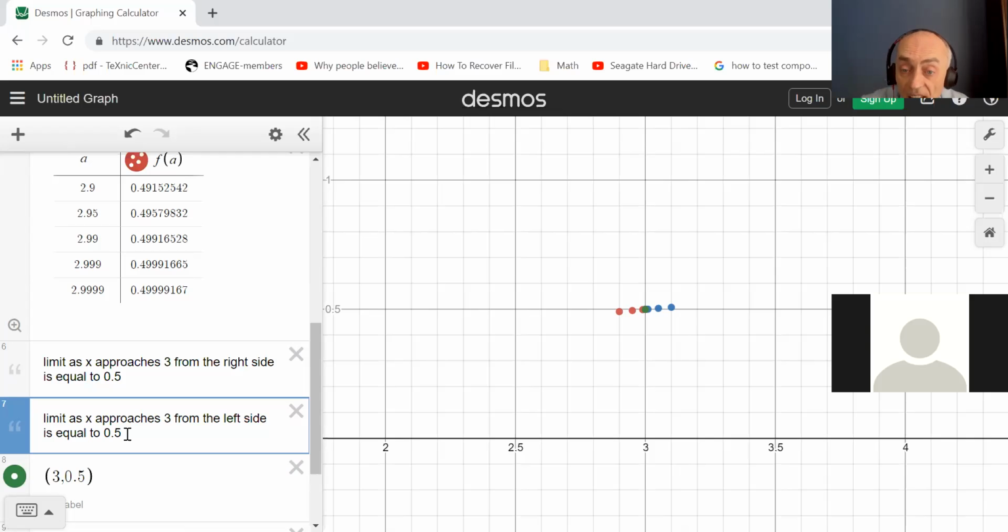So if that's the case, because we just used points that come from the left and come from the right, and in both cases the limit is 0.5, we say that the limit at 3 exists because the two side limits, the two approaches, converge towards the same value, and that value is 0.5, the green point on the graph. So this is the notion of a side limit.